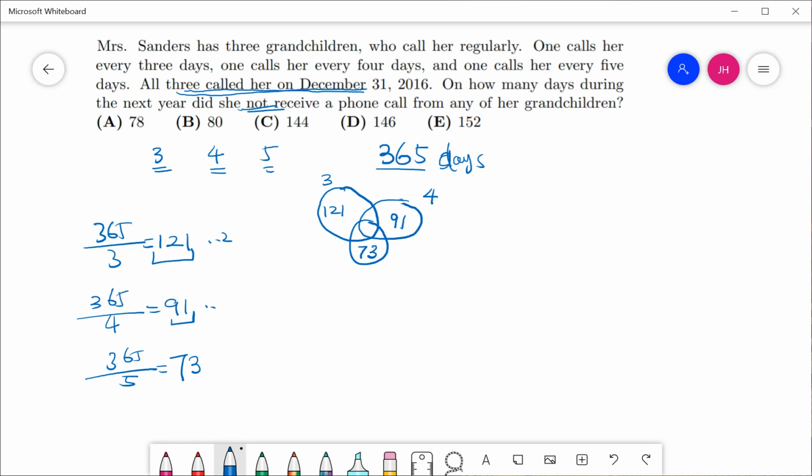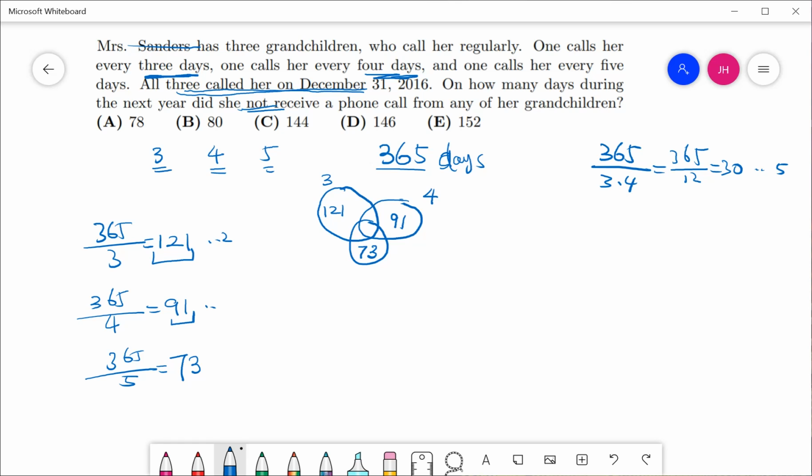But there's certainly something double counted. For example, some days are both multiples of 3 and multiples of 5. Or multiples of 3 and multiples of 4. Let's find them out. So let's find all the days that the first 2 grandchildren call her. The first 2 are every 3 days and every 4 days, right? So then that'll be every 12 days, 3 times 4. These 2 children will call her on the same day. So that equals 365 divided by 12. That equals 30 with a remainder of 5.